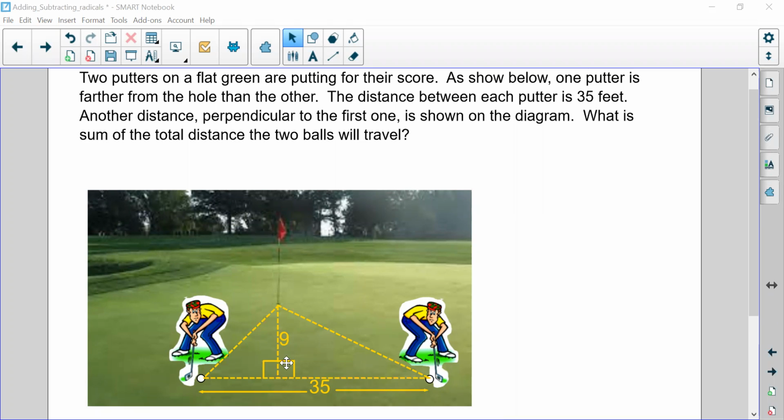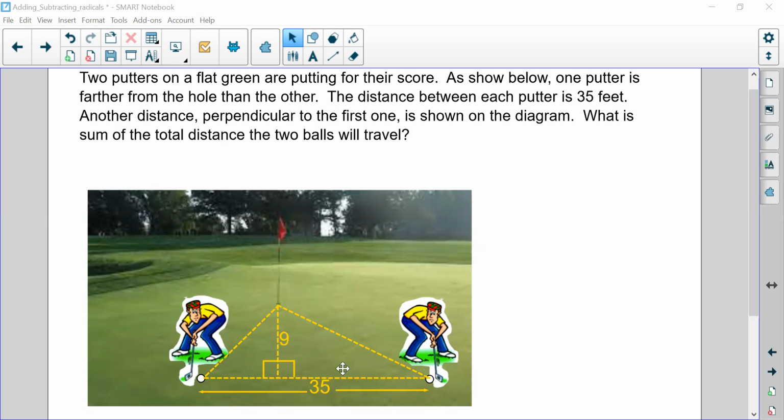Here's a question that could very well be on the test. You've got two golfers, and they're putting. Based on the diagram here, we've got two right triangles, okay? And we ultimately want to find the sum of the total distance the two balls traveled. There's one ball right here, which is going to travel this way, and there's one ball right here, which is going to travel this way. Obviously, the ball over here is going to travel farther, but we don't need to know how far it travels. We want to find the sum of both those distances. So we want this distance plus this distance.